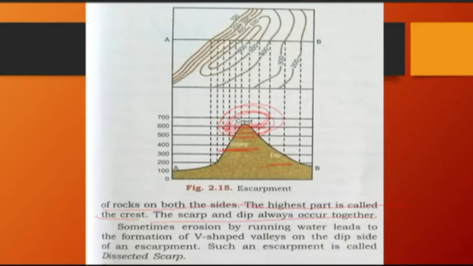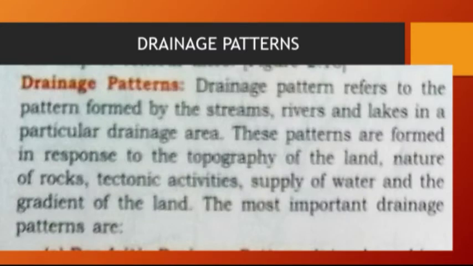Always they occur together. Sometimes erosion by running water leads to the formation of V-shaped valleys on the dip side of an escarpment. जहाँ पे dip side होती है, मतलब ये वाली side है, यहाँ पे कभी कभी जब water erosion की वजह से नीचे बह रहा है तो वहाँ पे V-shaped valley form हो जाती है dip side में. Okay, such an escarpment is called dissected scarp. अगर dip side escarpment में वहाँ पे अगर V shape valley form हो जाए तो वैसे escarpment को dissected scarp कहा जाता है. Now, drainage pattern.